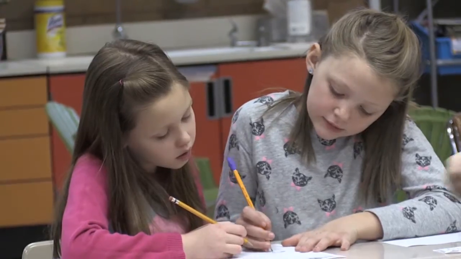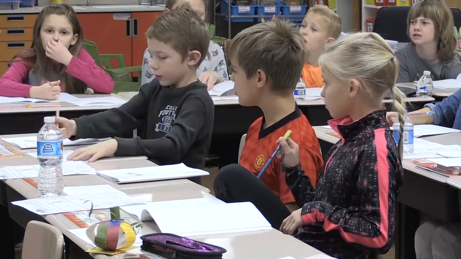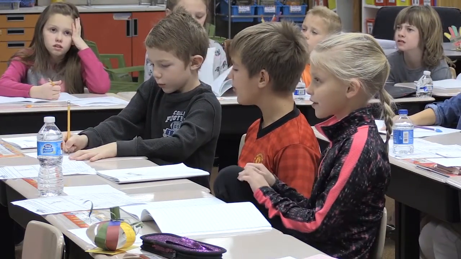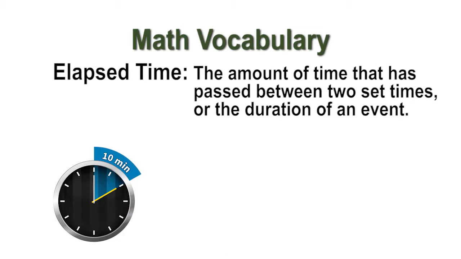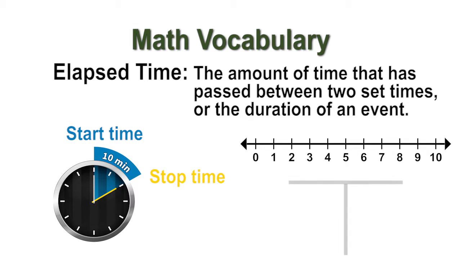Students are practicing these skills in their own classrooms using a realistic airline schedule. Elapsed time means to measure the time that passes between one point, which we'll call the start time, and another point, which we'll call the stop time. Using models such as a number line or a T-chart to solve tasks is an important practice that deepens student understanding.